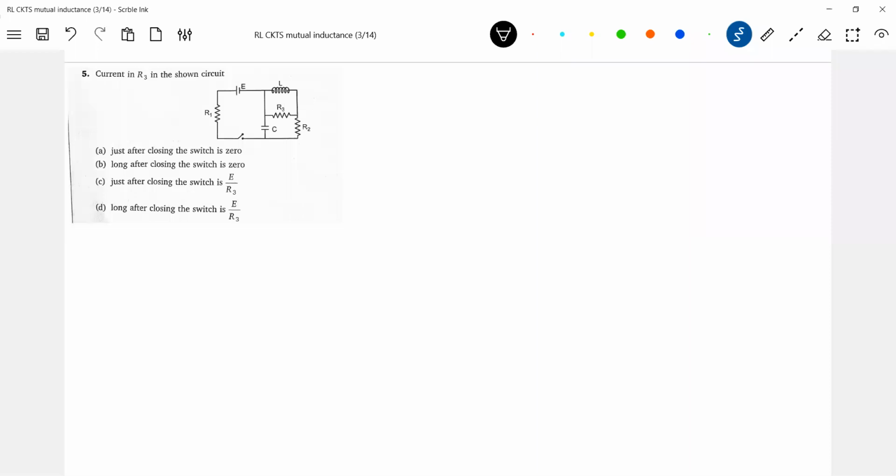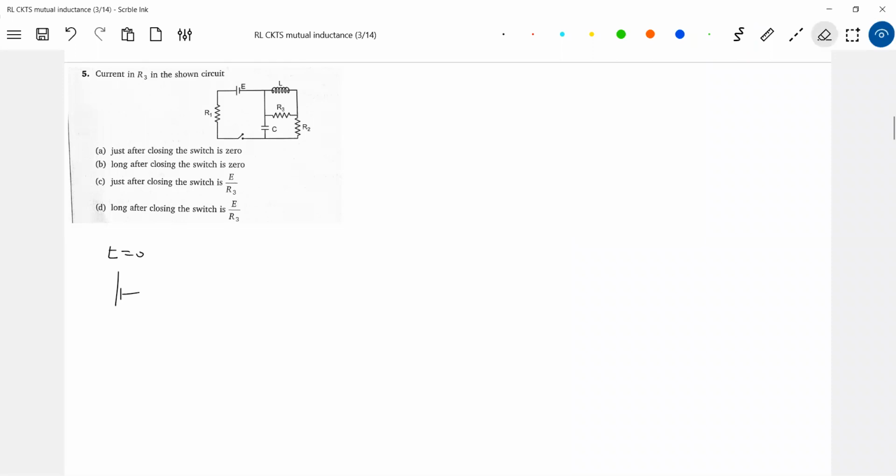Long after closing the switch, at t equal to 0 and t equal to infinity, is what is being asked. So first let's go for just after closing the switch. Initially, will there be any possibility of any charge across the capacitor? Initial charge, is it possible?